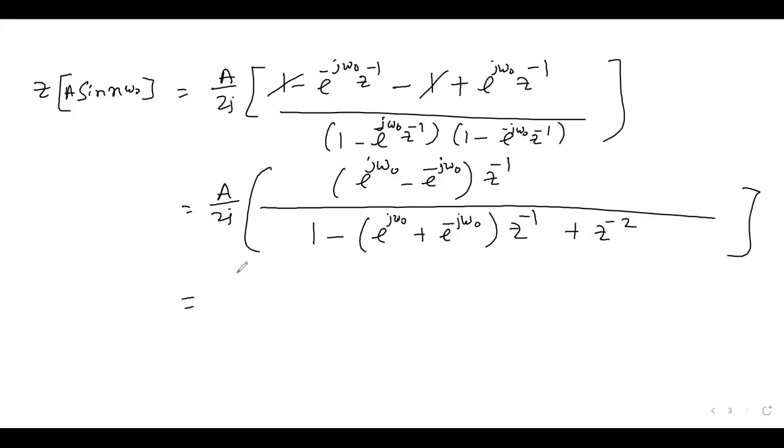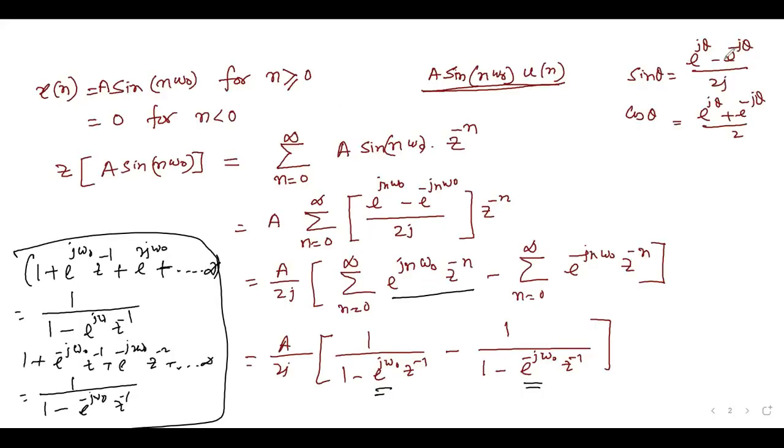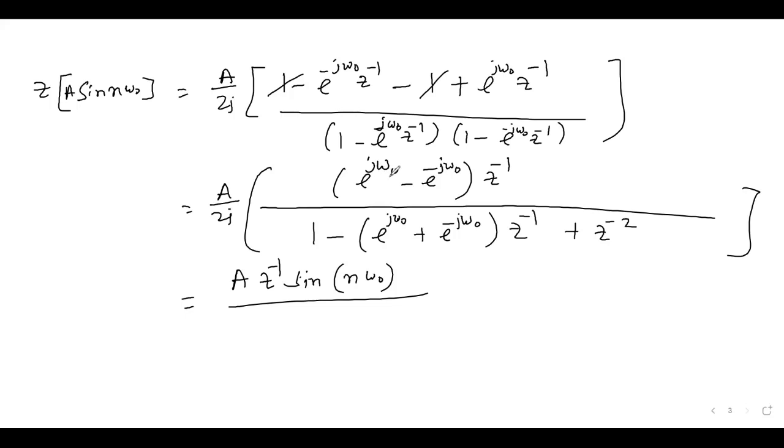So that means in the numerator we have e to the power j omega 0 minus e to the power minus j omega 0 by 2j. So that means this is sine of omega 0. Okay, is it clear? Look at the formula of sine. Sine theta is e to the power j theta minus e to the power minus j theta by 2j. So this is this one.